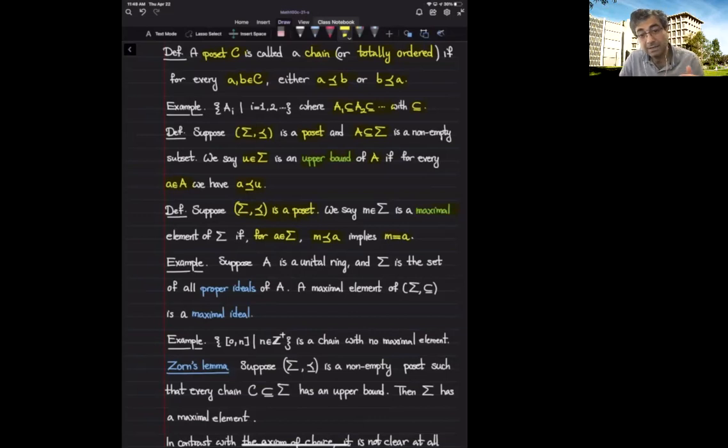Every other element is at most m. But here we are not saying that. We are saying there is nothing on top of this. It has some similarity with maximal ideals.